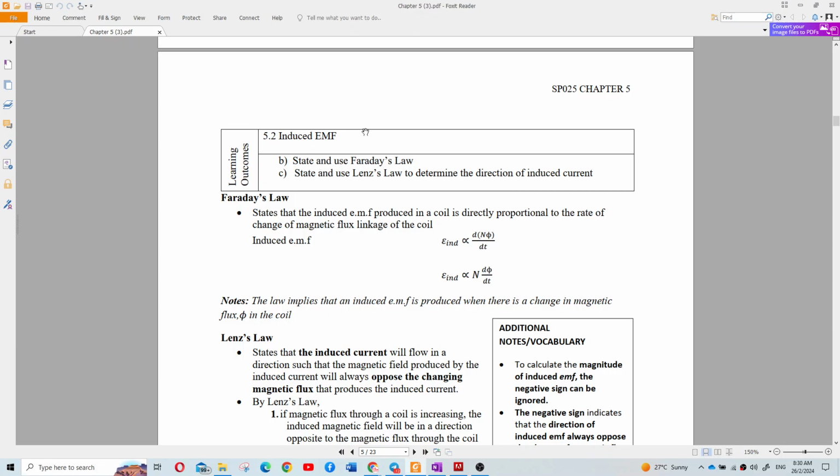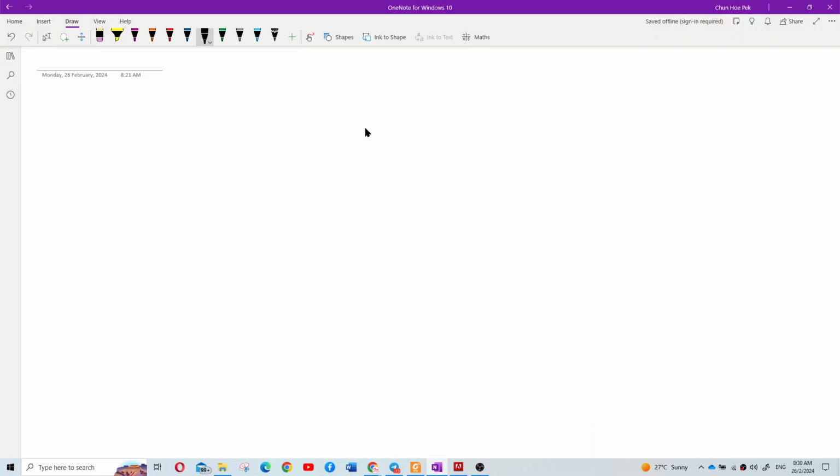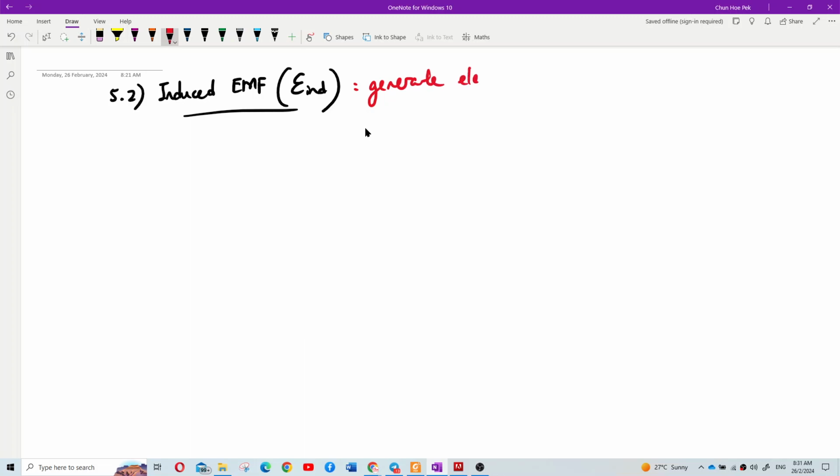Now we are talking about induced EMF. Let's write something. We are talking about induced EMF, E induced. That means this is about what? It is about generating electricity.